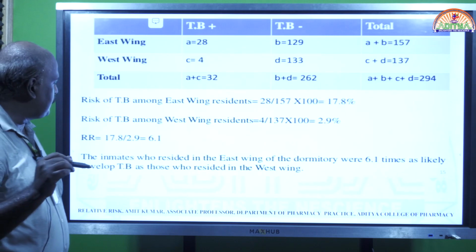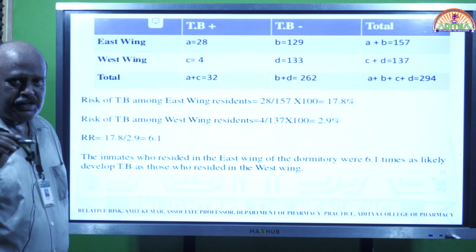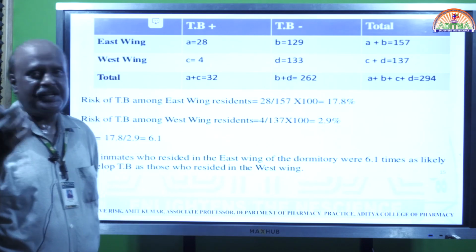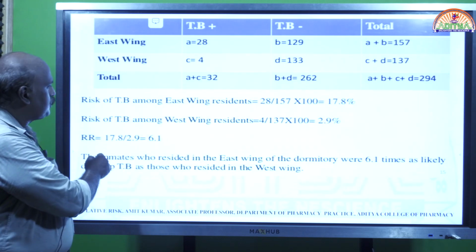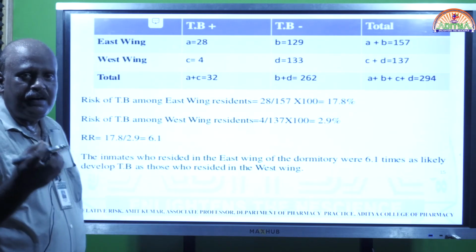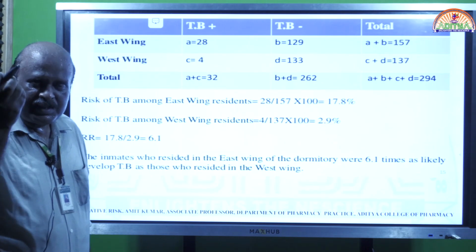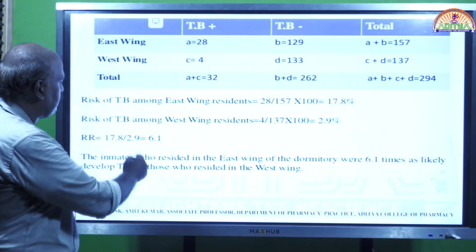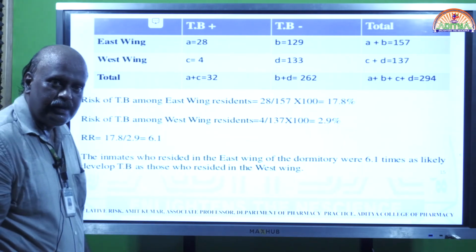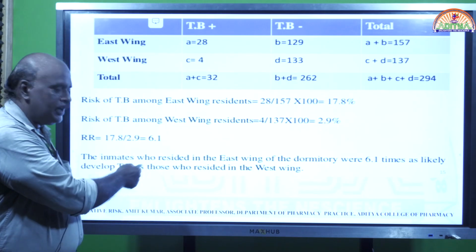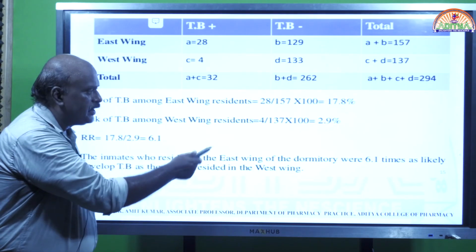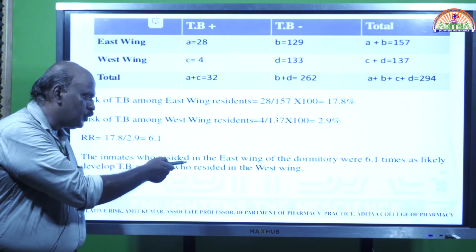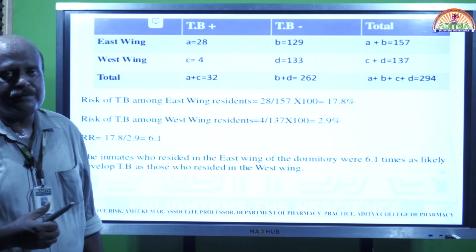Now we need to find out the relative risk or the risk ratio. It is the incidence in the exposed group divided by the incidence in the not exposed group. So RR is equal to 17.8, which is the incidence of the exposed group, divided by 2.9. So we get a value of 6.1, which means that the inmates who resided in the east wing of the dormitory were 6.1 times as likely to develop TB as those residing in the west wing.